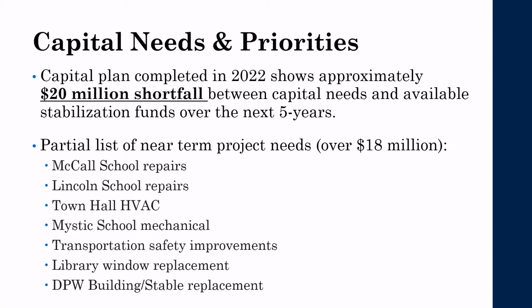I think the Capital Committee has eloquently stated our needs. They put together a 5-year plan that shows that we have approximately a $20 million shortfall between capital needs and available stabilization fund over the next 5 years.